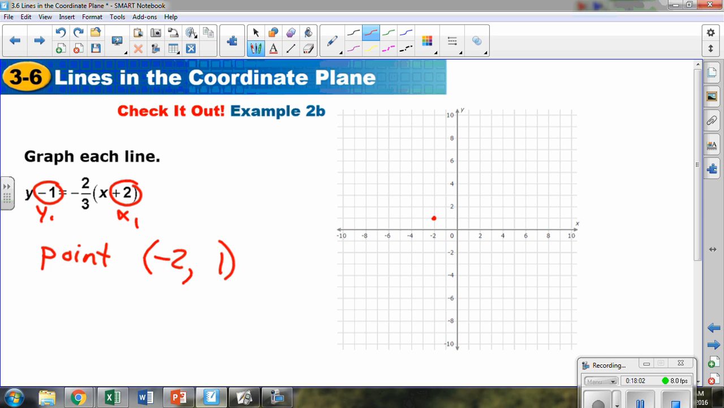Now that we have this point located, we're able to identify the slope. The slope is our counting. Down 2, right 3. So just count. Down 2, right 3 gives us the next point. Down 2 and right 3 gives us our next point. Down 2, right 3, and that's enough that we can start seeing the pattern develop.